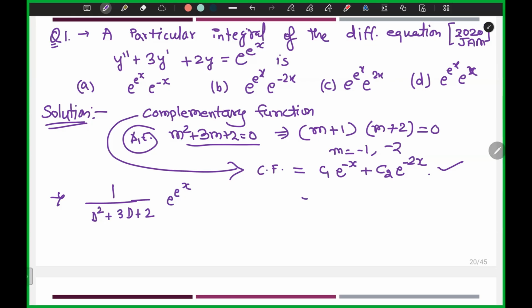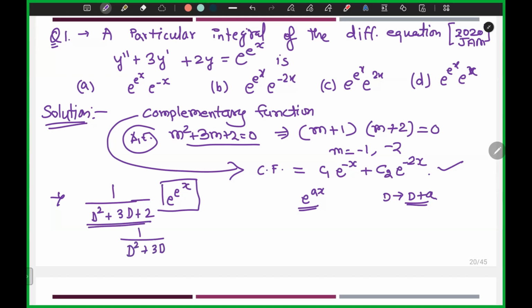So what we know is that if this was e to the power ax, then we can directly replace D with D plus a. But that is not the case here. We can't do that. So we can break the operator by using partial fractions. You have to break this operator by using partial fractions.